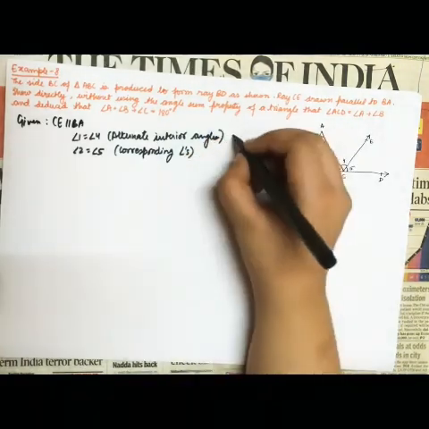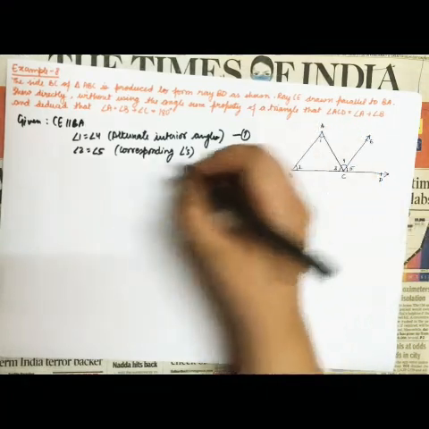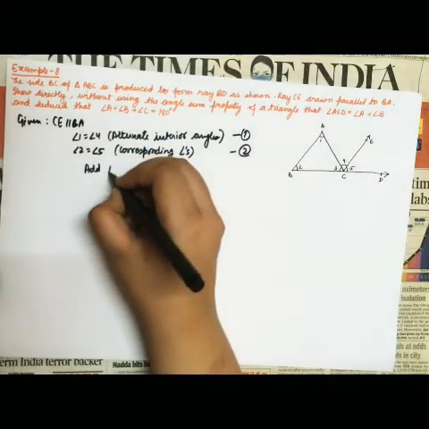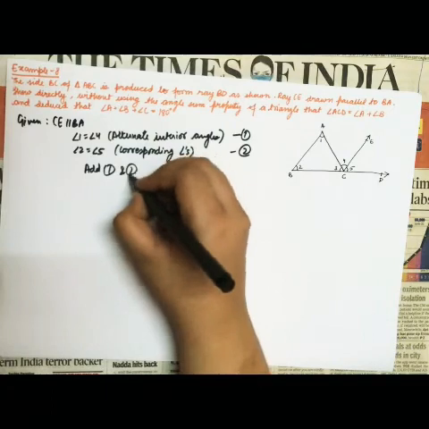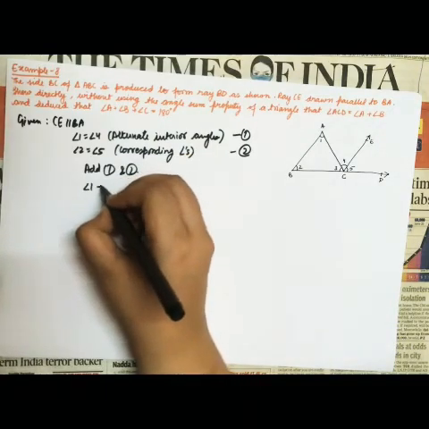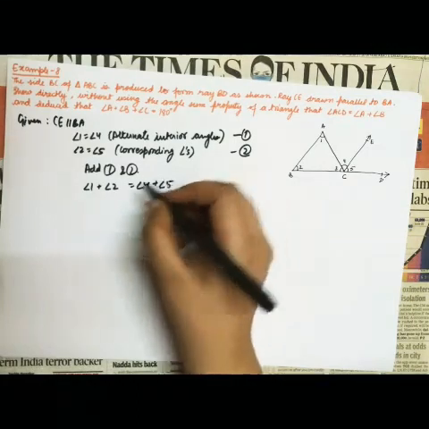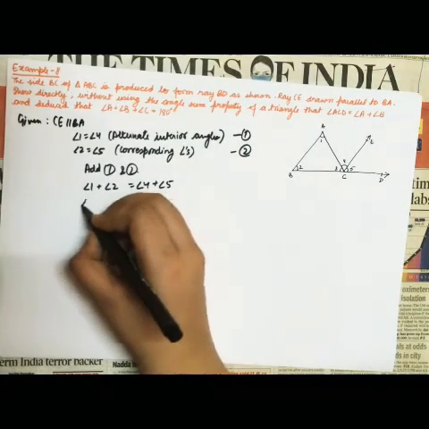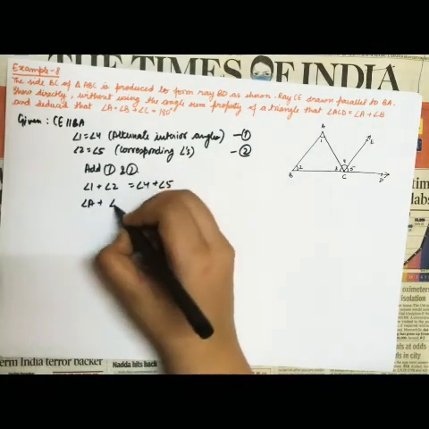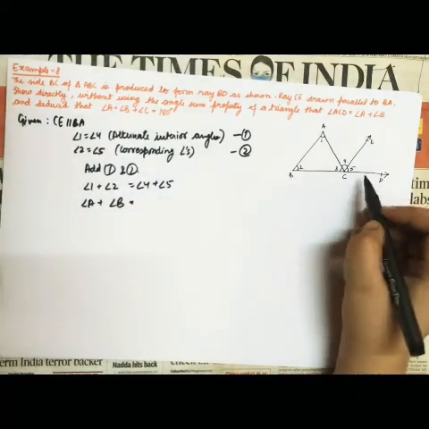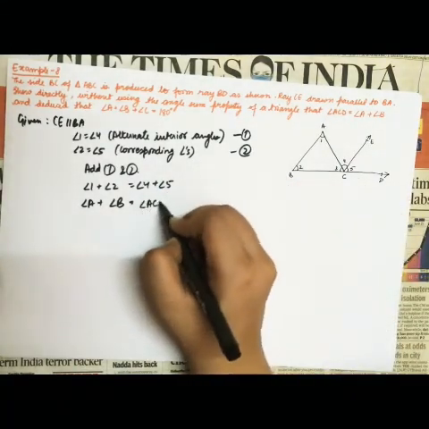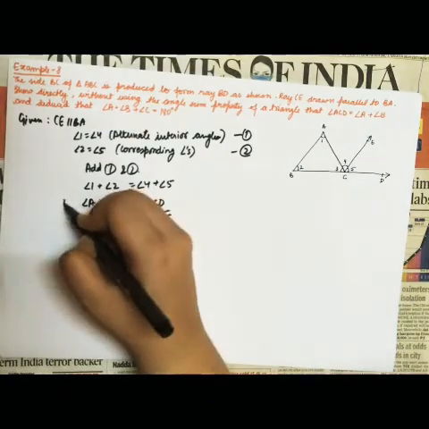So now we will mark this as 1 and 2. Now we will add 1 and 2, which means angle 1 plus angle 2 is equal to angle 4 plus angle 5. Now angle 1 is angle A and angle 2 is angle B, and angle 4 plus 5 is angle ACD. We have proved the first one.